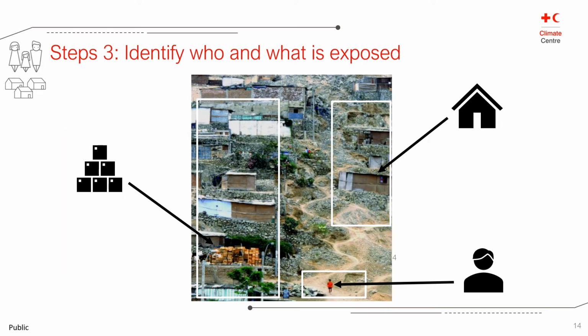Now, the third step is to identify who and what is exposed. Of course, when there is a disaster, we need to understand who was affected, to what extent, and in which given location. In this example, you can see that we are looking at the different potential exposed elements. It could be a person, a particular building, or particular materials, assets, or services. It is important to identify that, because it is the basis to identify the key indicators that could be included in the trigger model, and also for the selection of early actions.